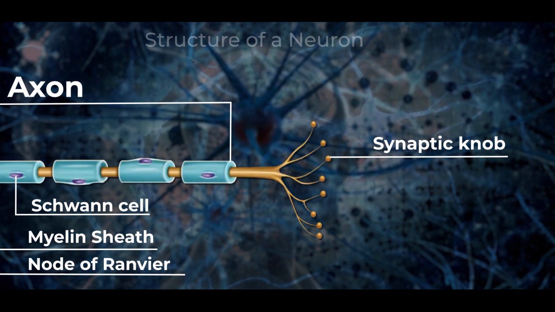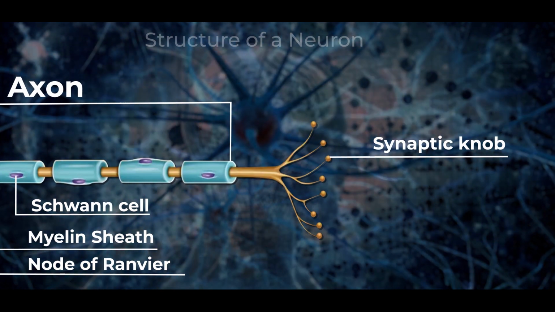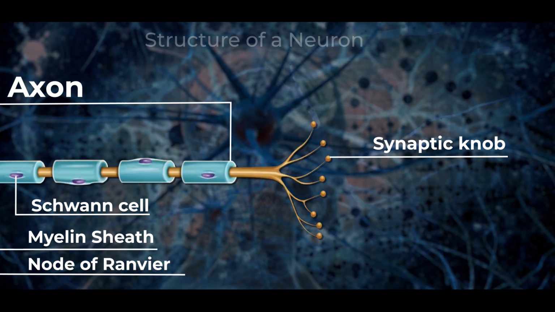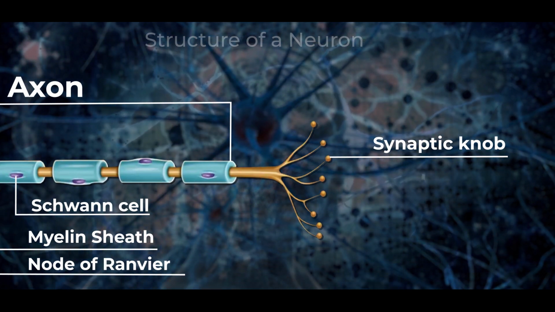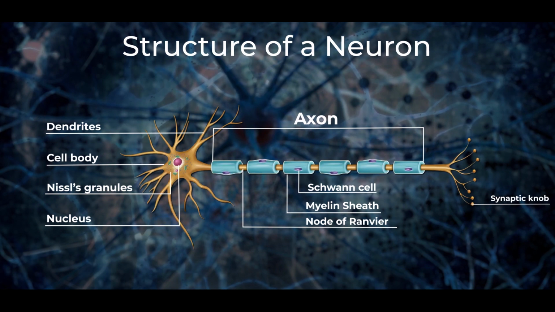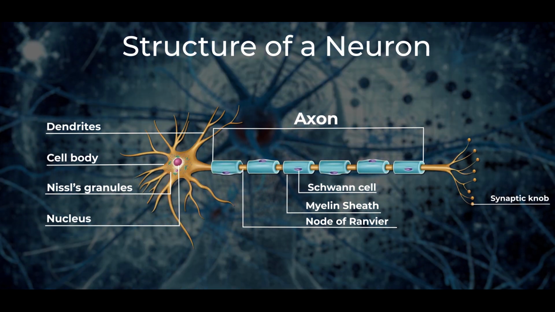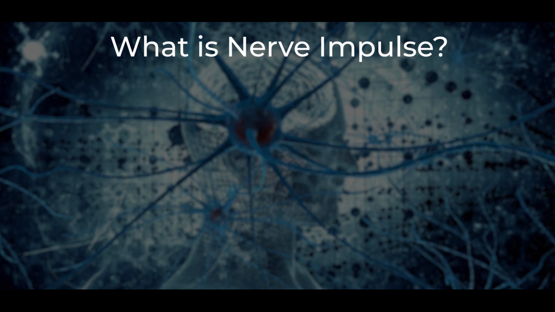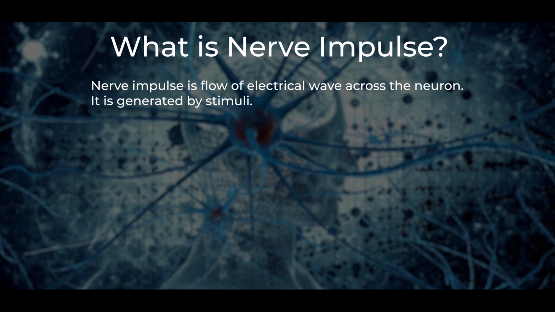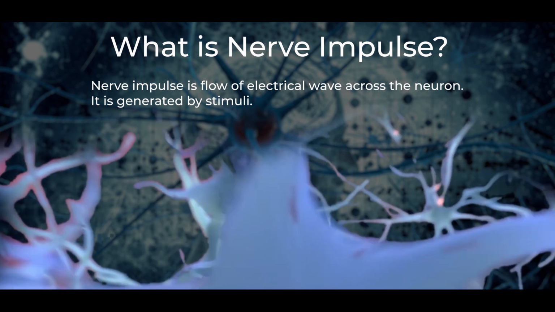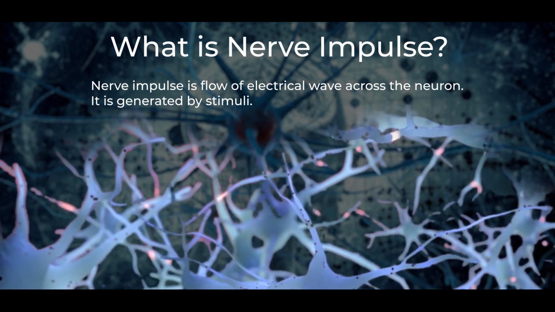And after that, you will find the synapses or the synaptic cleft and the next neuron. So this is the generalized structure of a neuron. Before we start with the transmission of impulse, it's very important for us to understand what is nerve impulse. The nerve impulse is the flow of electrical wave which moves across the neuron.